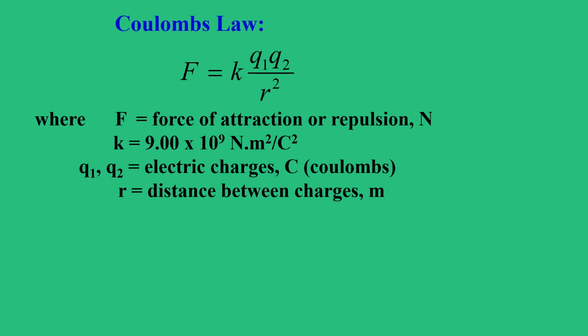where F is the force of attraction or repulsion in newtons, K is 9.00 times 10 to the 9 Newton meter squared per Coulomb squared. This is the Coulomb's law constant. Q1, Q2 are the electric charges in coulombs, and R is the distance between the charges in meters.